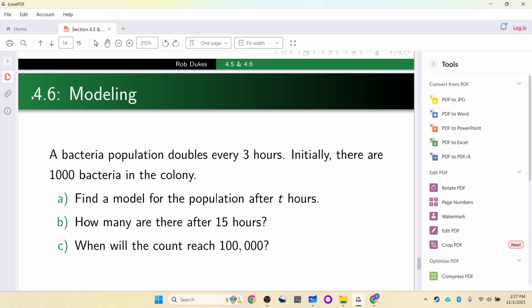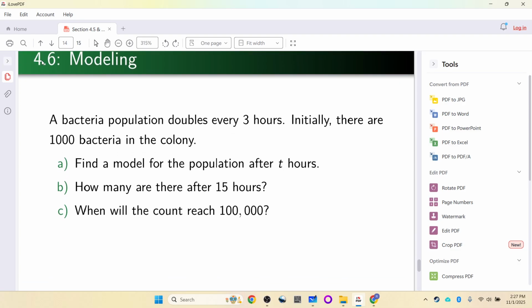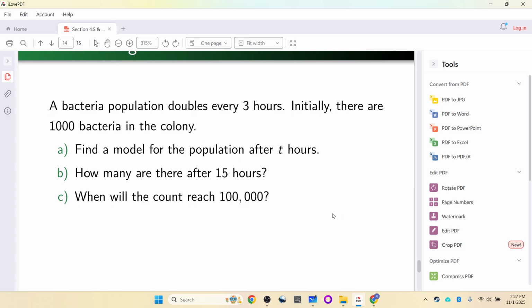But yeah, these models can get more complicated, so what I'm saying is you don't need to worry about ones that are any more complicated than what I do here. A bacteria population doubles every 3 hours. Initially, there are 1,000 bacteria in the colony. So find a model for the population after t hours. How many are there after 15 hours, and when will the count reach 100,000?